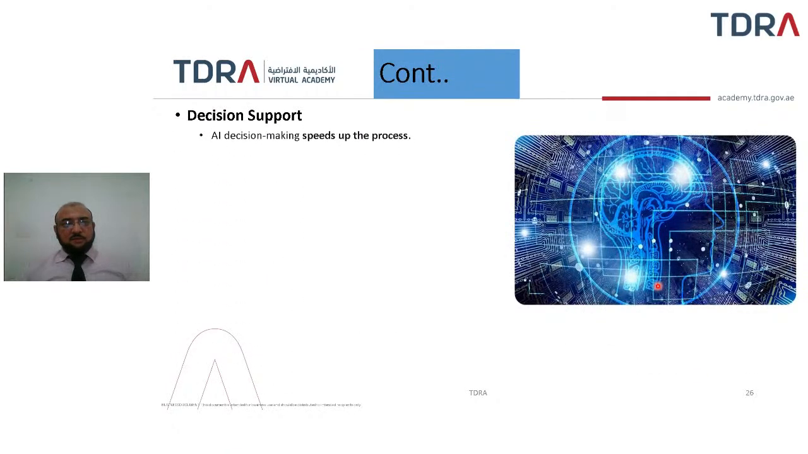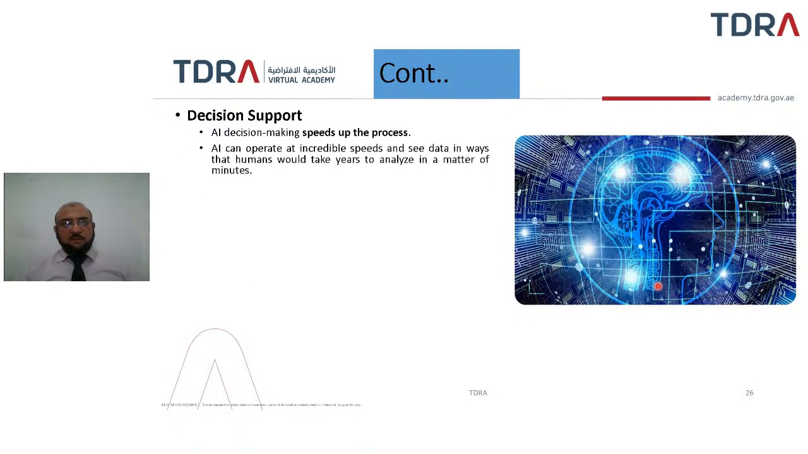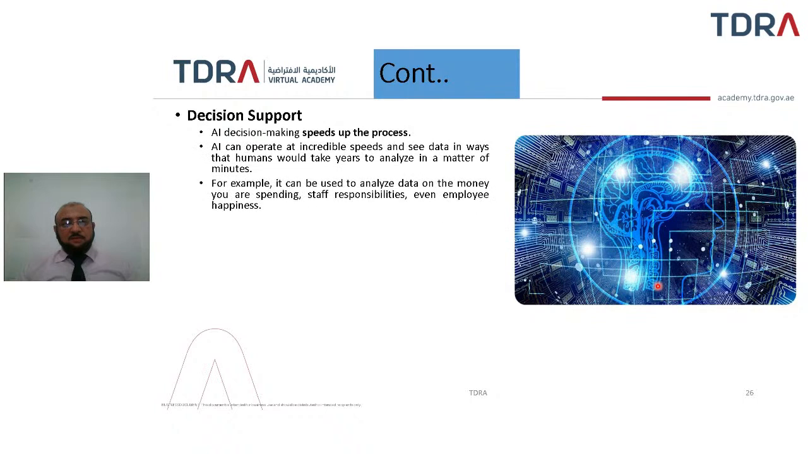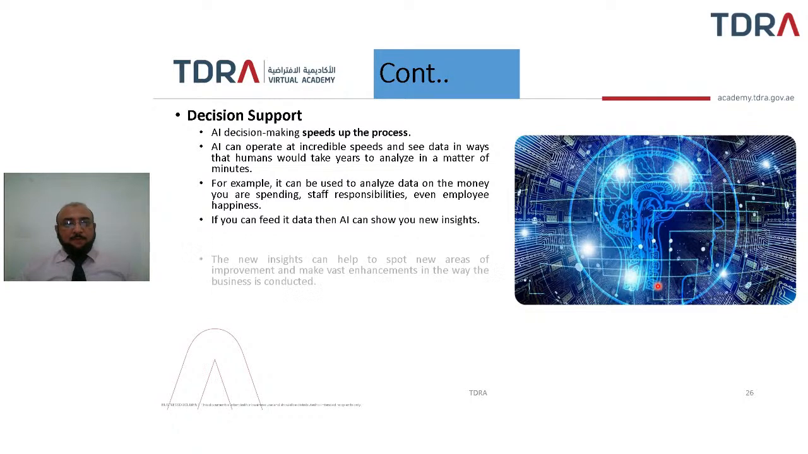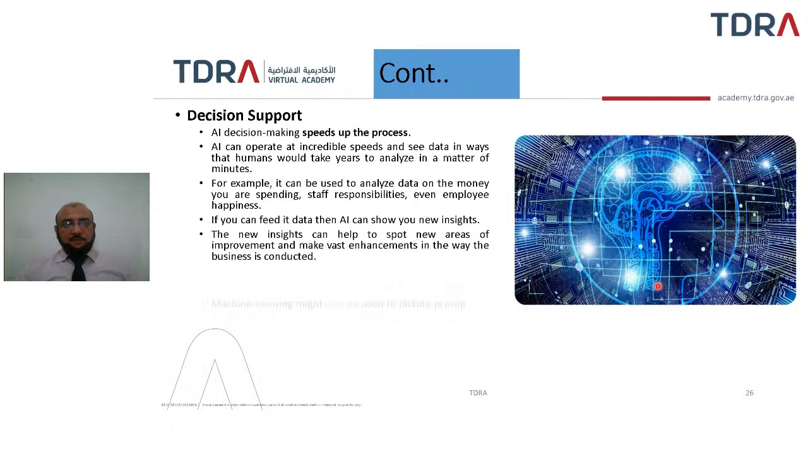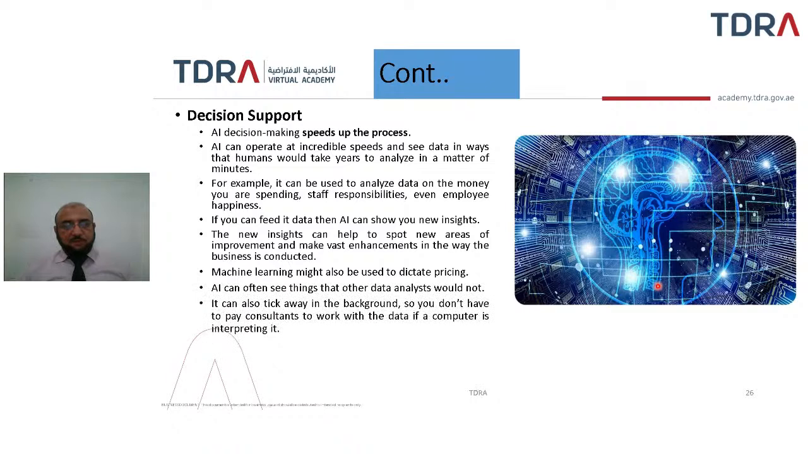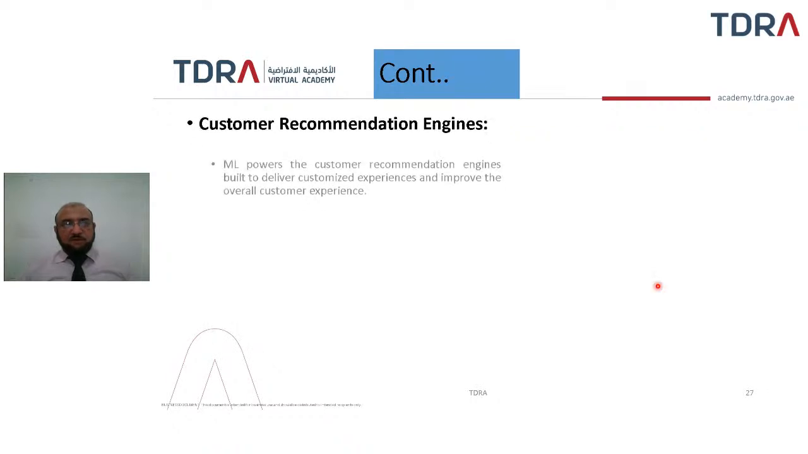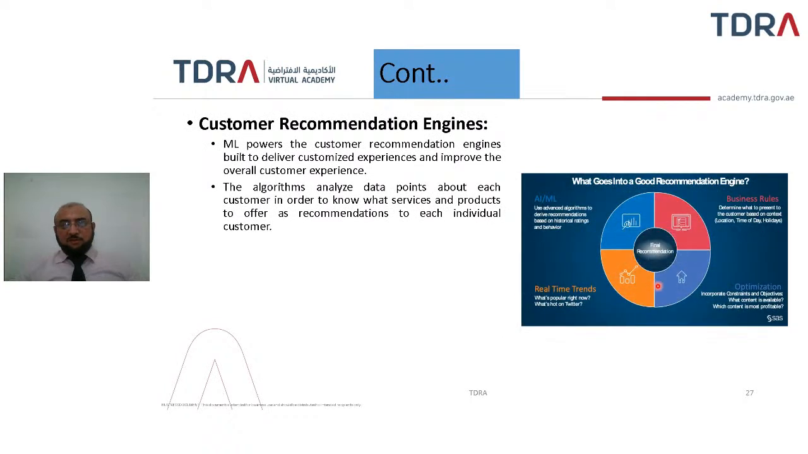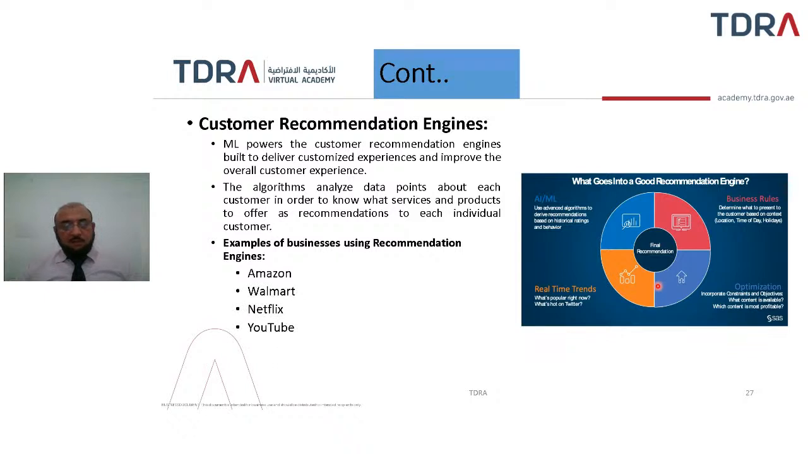Then decision support systems are there. AI decision making speeds up the process. AI can operate at incredible speeds and analyze data in a matter of minutes that humans would take years to analyze. So these are all the points we have already discussed as well. Then customer recommendation engines, which recommend to users based on their likes and dislikes, and are used by Amazon, Walmart, Netflix, and YouTube.